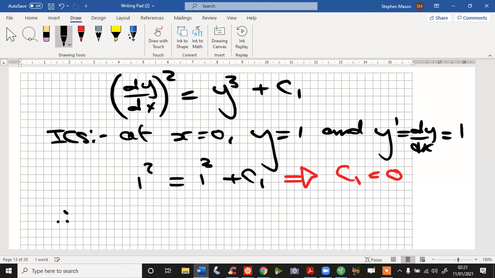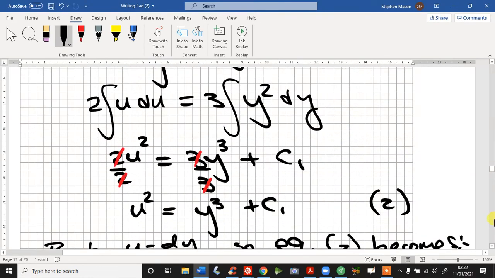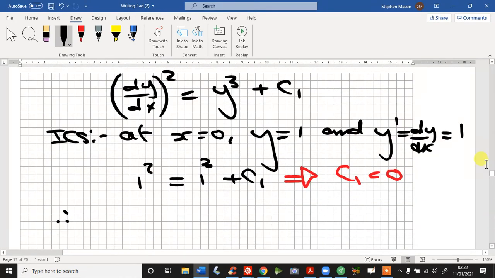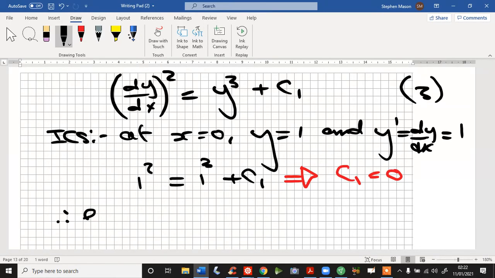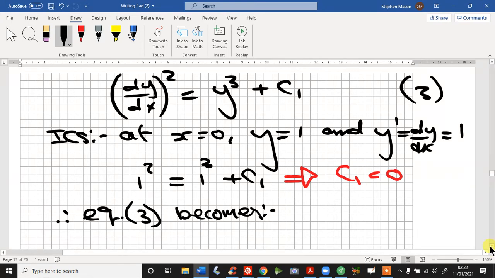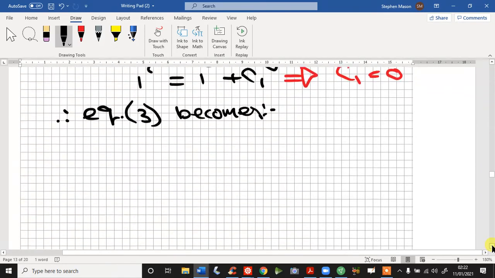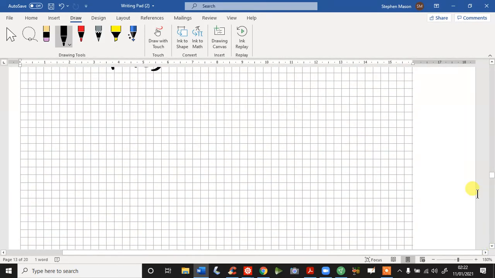Therefore, I think we'll call this equation 3. So equation 3 becomes, right, let's just scroll up a little bit.